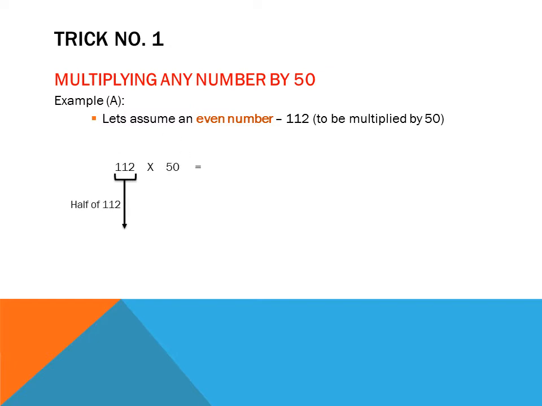What we do in this case is, the first step is to calculate half of 112, that comes out to be 56. Now just add double zero at the end of this, which is the answer. So the answer is 5600. You can also calculate it by the longer method which you usually do, but these are tricks just to save your time in the examination for calculation.